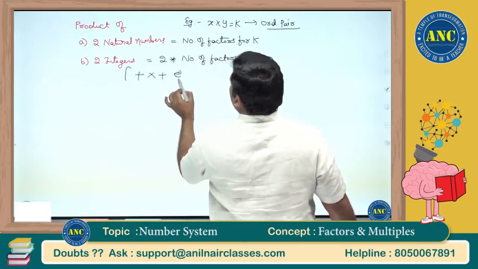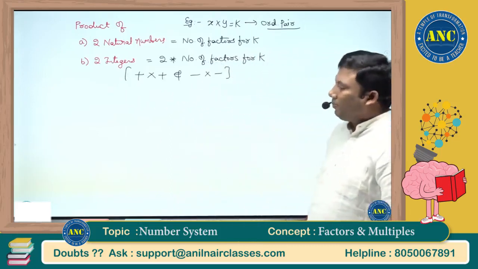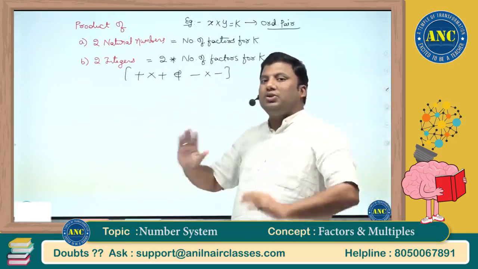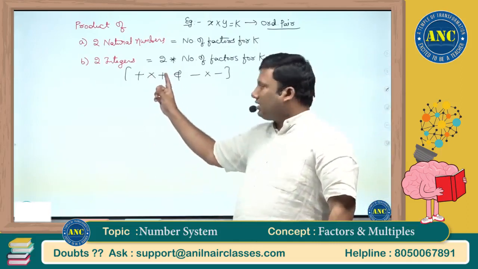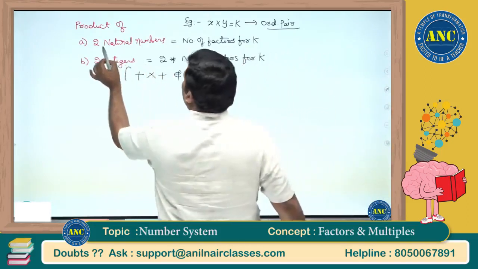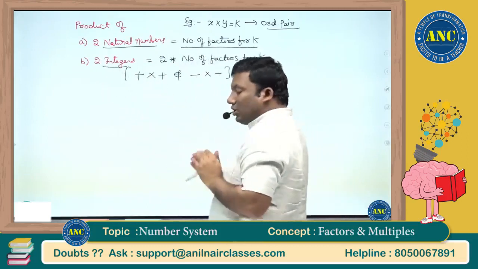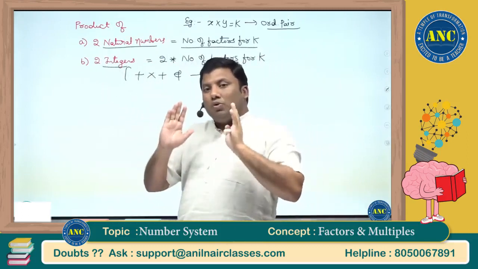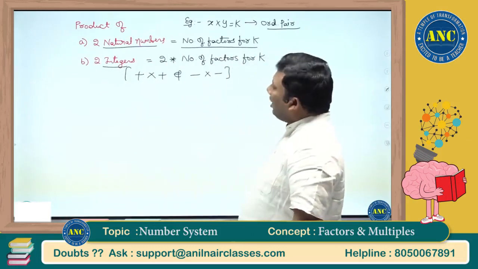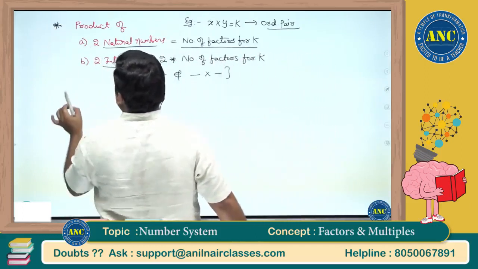It will be positive into positive and negative into negative. Positive into positive it is plus, and negative into negative also it is plus. If it is integers, there are 2 cases: plus into plus is plus and minus into minus is plus. Product of two natural numbers will be the number of factors, since natural numbers mean positive into positive, only one case will come. Just make a note of this.